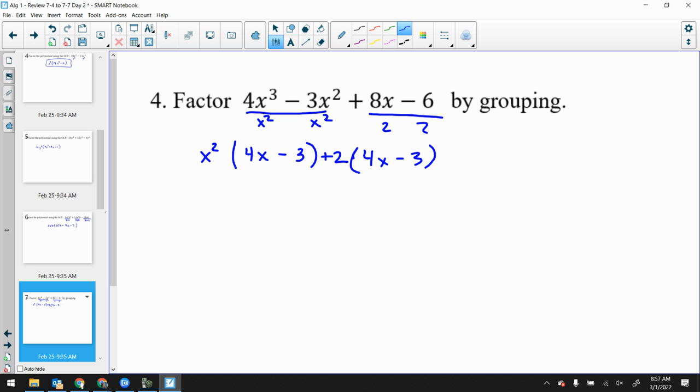Right. Now, here's what you're saying. The 4x, you were kind of a step ahead of me. The 4x minus 3 is my common binomial. And then you were saying, okay, the x squared plus 2 is my other piece. Good. That's my final answer there.